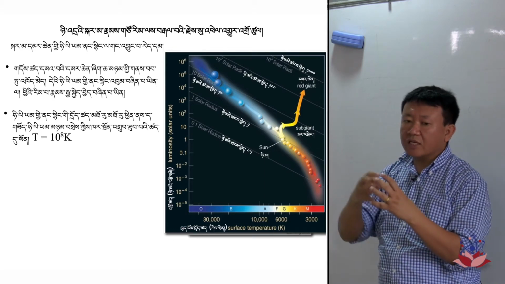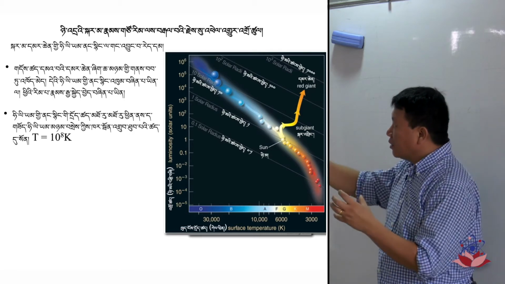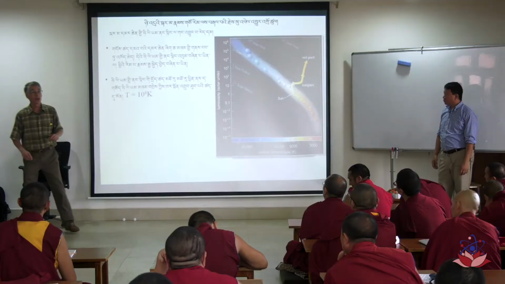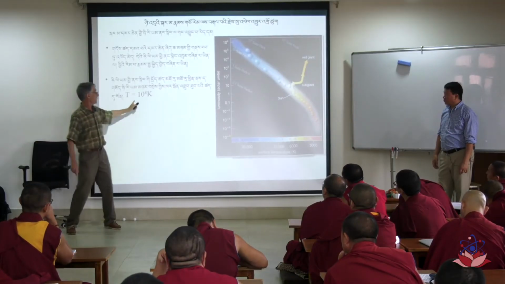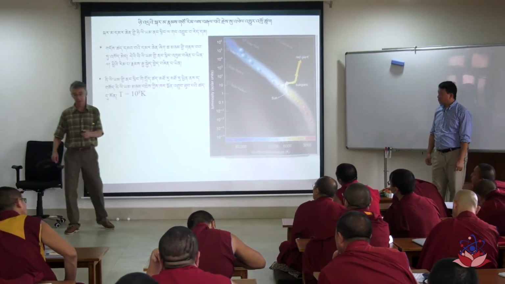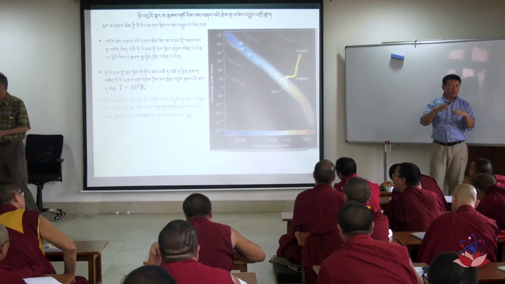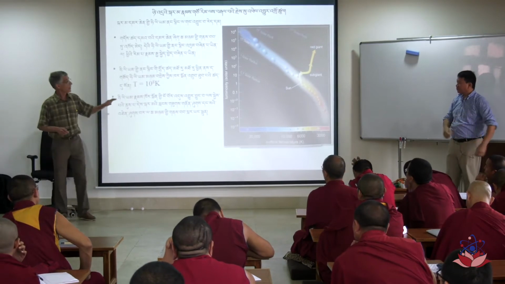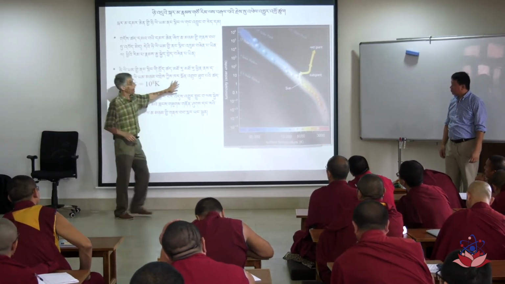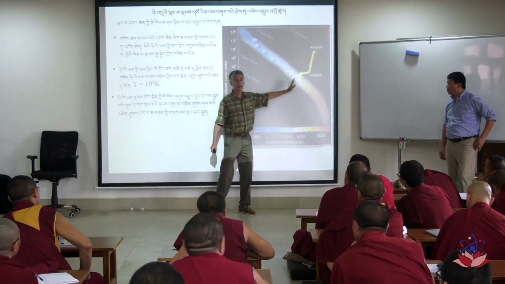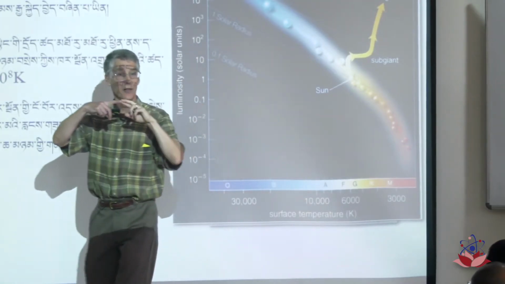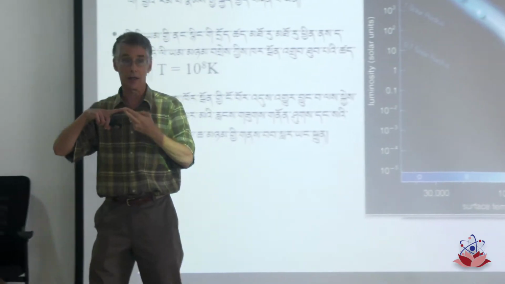So something special happens at this temperature. At this temperature, it's possible to take the helium nuclei that are in the core and put 3 of them together at one time and make carbon.